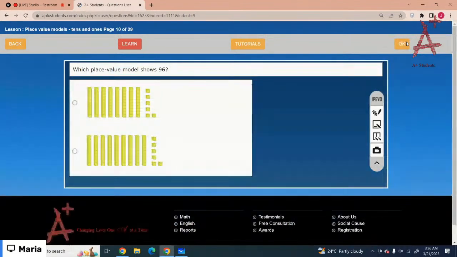Which place value model shows 96? So which is the correct option? 10, 20, 30, 40, 50, 60, 70, 80, 90, and 96. The second one is the correct option. Got it? The second one makes 96. So the second option is the correct option.